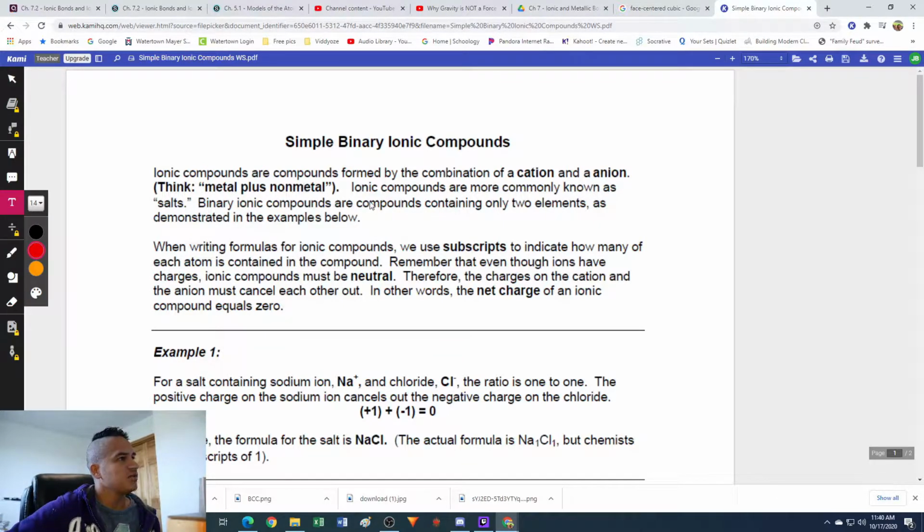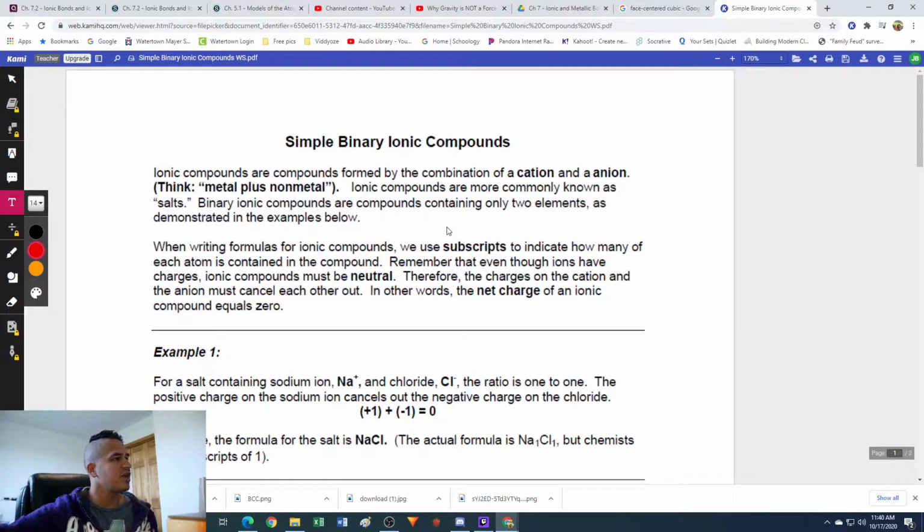So it says ionic compounds are compounds formed by the combination of a cation and an anion. So basically, again, metal and a nonmetal. Ionic compounds are more commonly known as salts. You probably heard of the word salt or table salt, which is specifically sodium chloride, but the word salt is a chemical word for basically all ionic compounds. So there are lots of different types of salt.